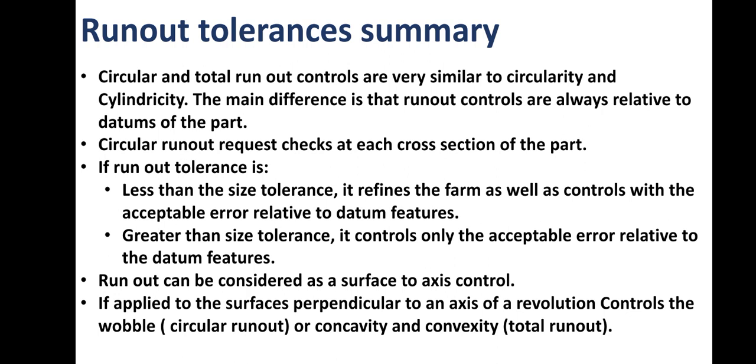It refines the form as well as controls the acceptable error related to datum features. If it is greater than the size tolerance, it controls only the acceptable error relative to datum features. Runout tolerance can be considered as a surface to axis control. If applied to surfaces perpendicular to an axis of revolution, it controls the wobble, circular runout, or concavity and convexity, total runout.